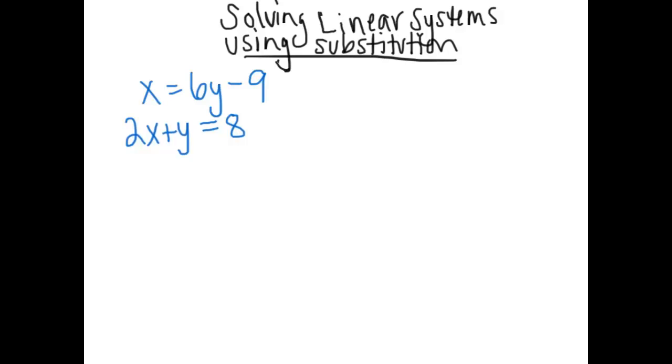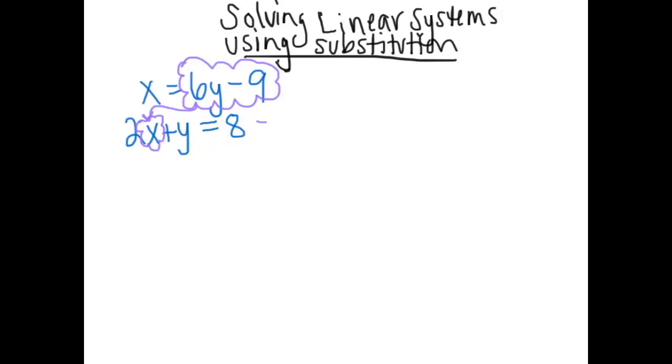Take a look at the format of this system. One variable is already solved for. We have x equals 6y minus 9. What's nice is we can take that 6y minus 9 and substitute it in for x into the other equation, because that's what x is equal to. The original equation said x equals 6y minus 9.